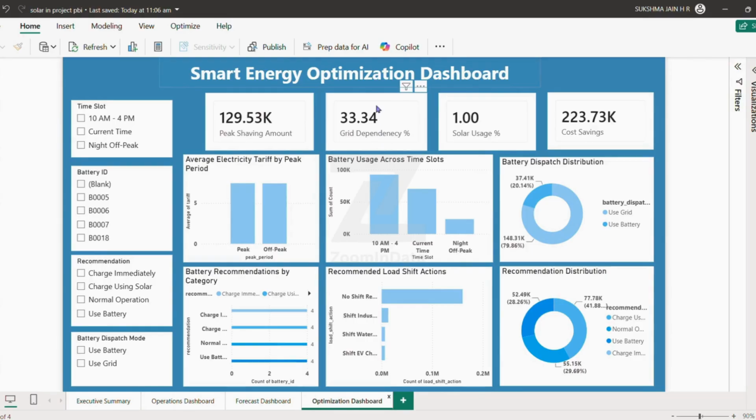Next is grid dependency. This chart shows the percentage of energy drawn from the electrical grid. In this project, the grid dependency is approximately 33%, indicating that most of the energy demand is supported by renewable solar energy and battery storage. This is solar usage. SPI represents the percentage of energy supplied directly from solar generation. A higher value indicates better utilization of renewable energy. Next is cost savings. This card estimates the reduction in electricity cost achieved through intelligent charging and battery dispatch strategies.